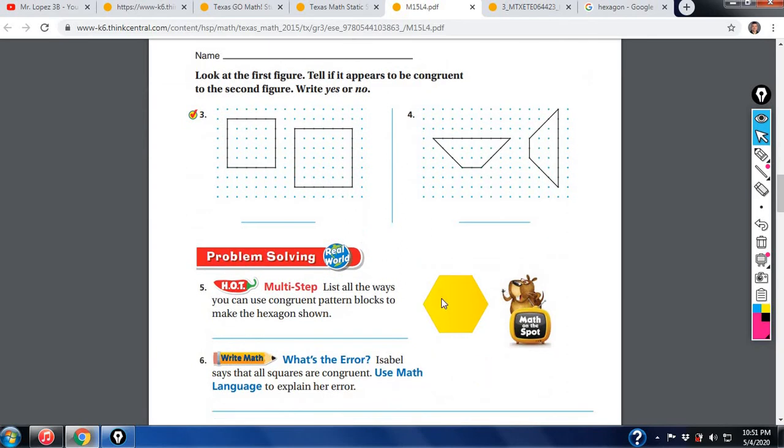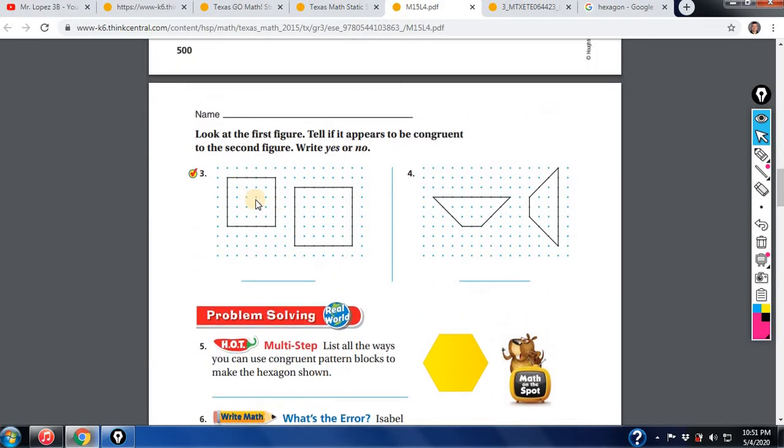So the next questions, we're looking at a first figure here, and tell if the second one is congruent to the first one. And we'll write yes or no here for both 3 and 4. So first of all, same shape? Yes. Same size? No. So these two are not congruent.